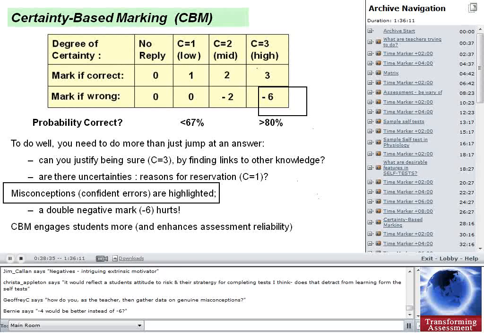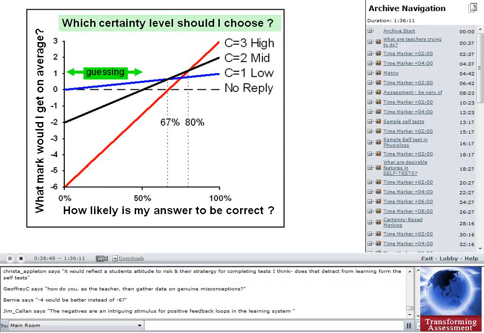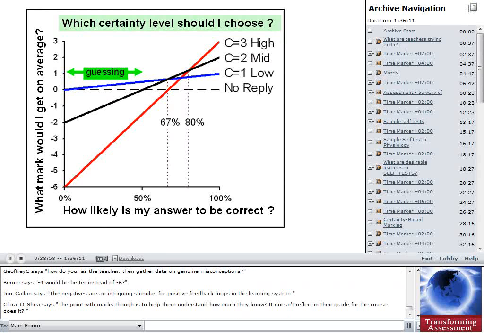So I'd like to come on to the question that Geoffrey was just asking about how you should actually decide which certainty level you should choose in a particular situation, and whether there's a sense in which you could be a gambler or not a gambler, or you could decide that it was beneath your dignity ever to express anything less than c equals 3.